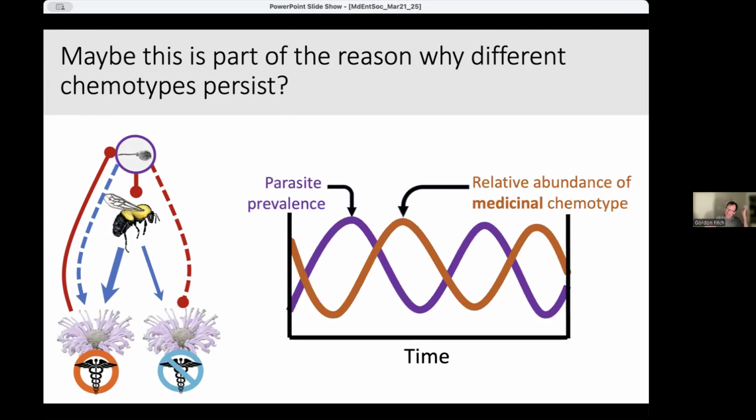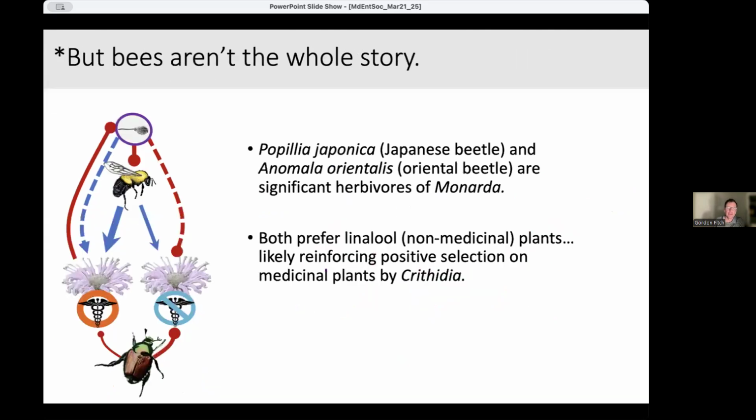So basically, I don't know if this is happening, but I think it's a cool story, and one that I'm interested in pursuing further. But I have to say, especially since this is an entomology crowd, that this isn't the whole story. I've mostly been focusing on the bees and the parasites, but there are other insects out there among these plants, and in particular, the summer that we did that second tent experiment, our plants that weren't in tents got attacked by Japanese beetle and oriental beetle.